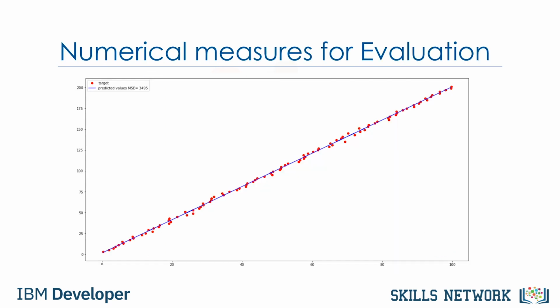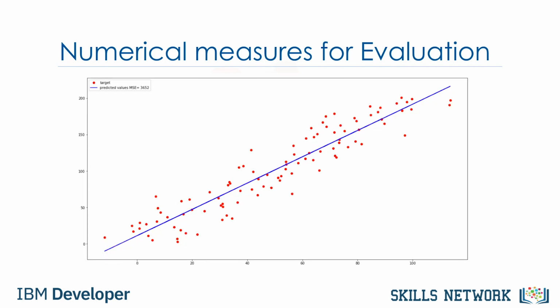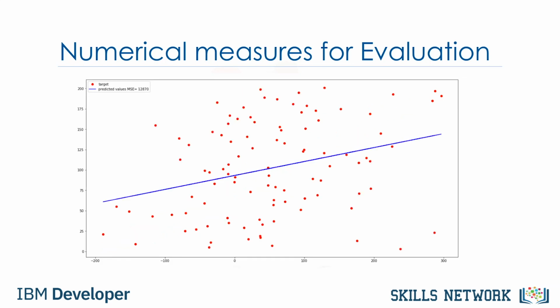The mean square error is perhaps the most intuitive numerical measure for determining if a model is good or not. Let's see how different values of mean square error impact the model. The figure shows an example of a mean square error of 3,495. This example has a mean square error of 3,652. The final plot has a mean square error of 12,870. As the mean square error increases, the targets get further from the predicted points.